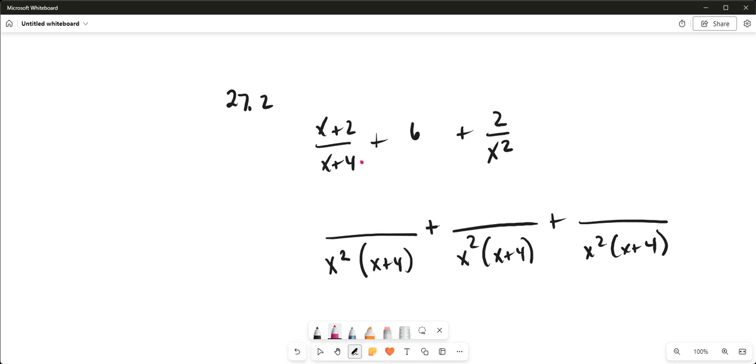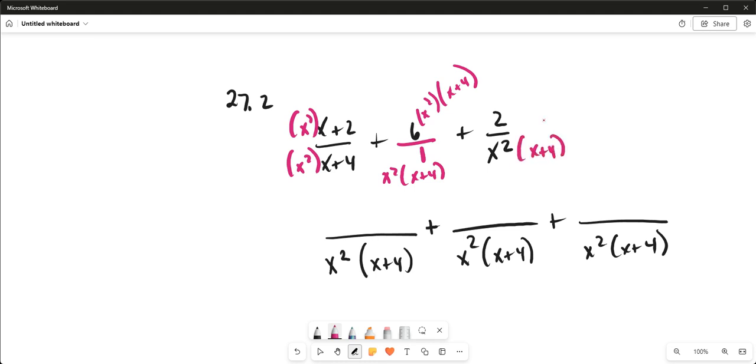So I'm going to actually just do it out to the side here. I had to multiply this times x squared. So I'm also going to multiply this times x squared. I had to multiply this times the whole shebang. So I'm also going to multiply that numerator by the whole shebang. Had to multiply this one just by the x plus 4. So I'm going to multiply this by x plus 4. Okay, so let's distribute all those.